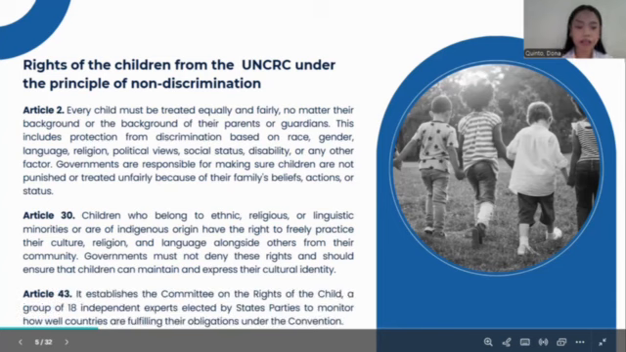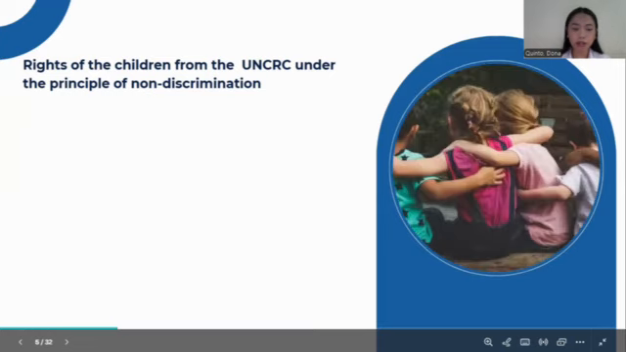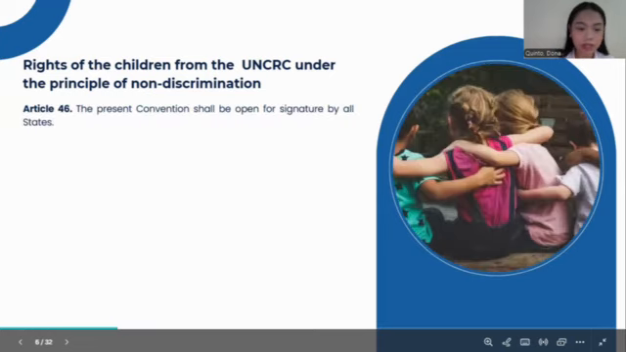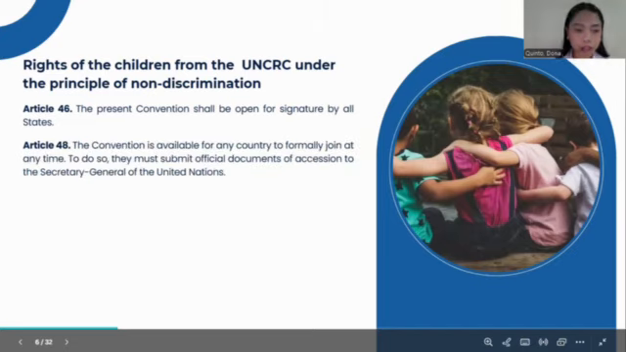Article 40 establishes the Committee on the Rights of the Child, a group of 18 independent experts elected by state parties to monitor how well countries are fulfilling their obligations under the Convention. Article 46, the present convention shall be open for signature by all states. I also included Article 48. The convention is available for any country to formally join at any time.